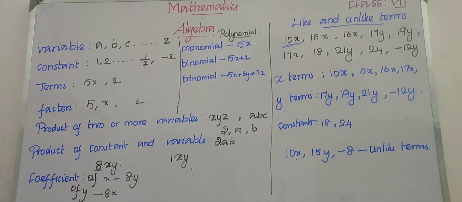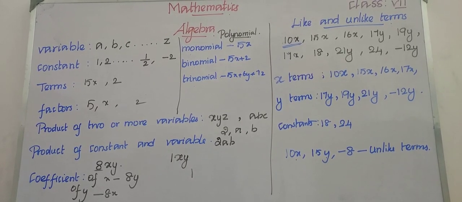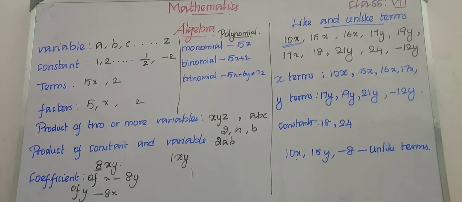An expression with two terms is called a binomial. An expression with three terms is called a trinomial. Is that clear, children? These are all the things we need to know in algebra, to do the sums in algebra. Okay, children, let us do the sums.